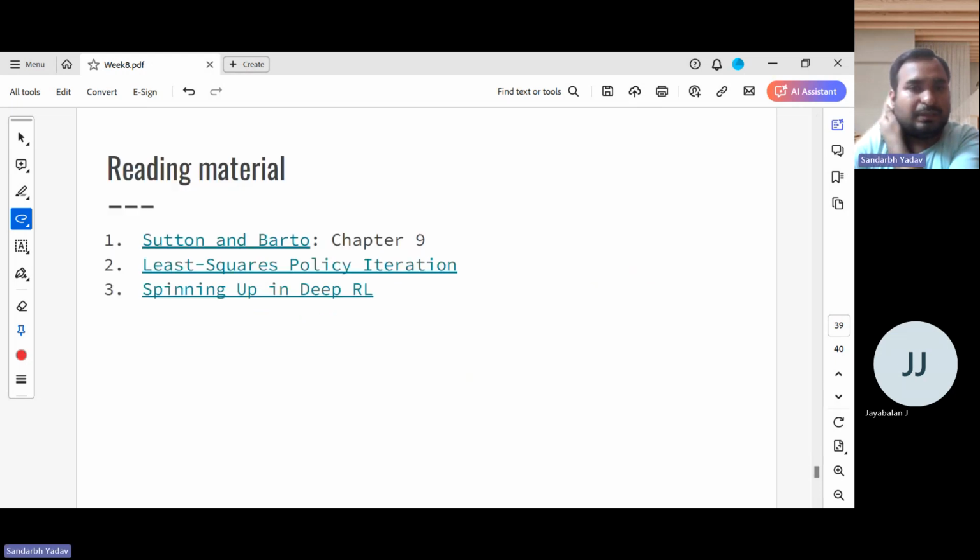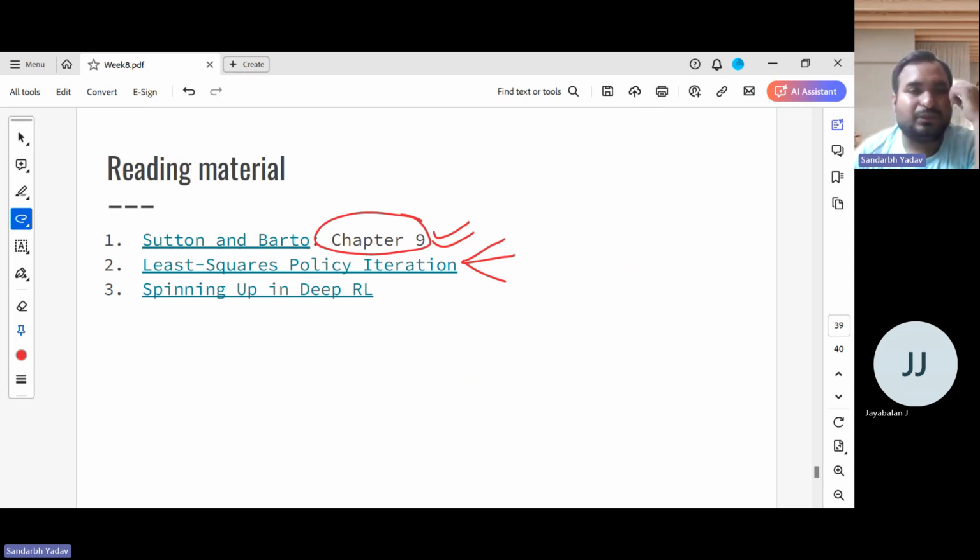So now we have moved to the reading material. Saturn and Batu, you can read chapter 9. But I think these LSPI kind of methods aren't mentioned in the book. Maybe I haven't looked at that closely. They might be there in some other chapter. But most of the function approximation topics covered in week 8 are in this chapter 9.